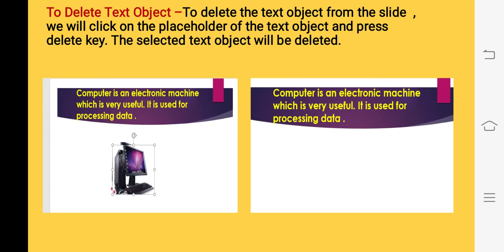To delete the text object, what we will do, we will just use the delete key. First of all, we will click on the placeholder of the text object and we will press the delete key. That text object will be deleted.